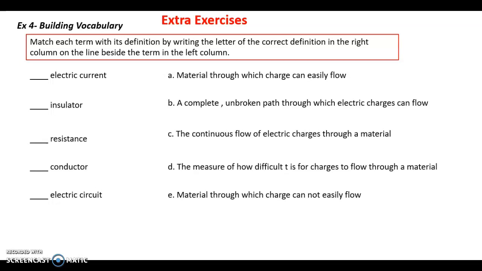Building vocabulary. Match each term with its definition by writing the letter of the correct definition in the right column on the line beside the term in the left column. So, electric current is the continuous flow of electric charges through a material.